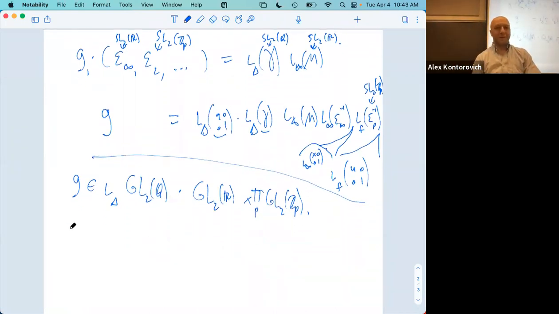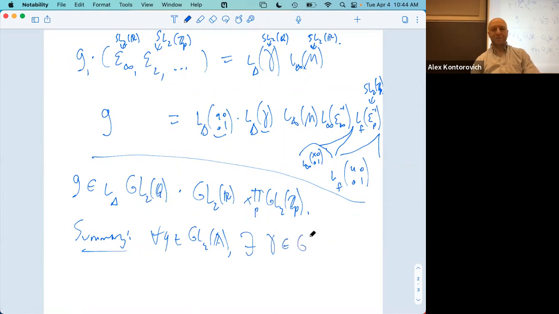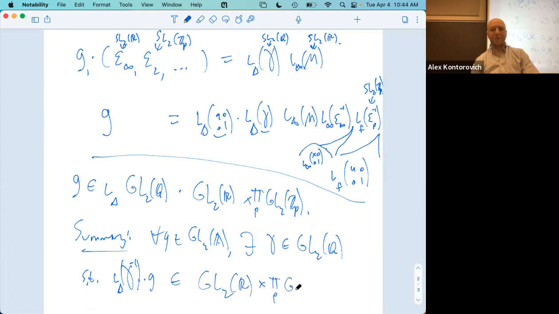Okay. Summary. For all G in GL2A, there exists, can I call this gamma, even though it used to be called gamma before? There exists a gamma in GL2Q such that gamma inverse times G, and here I mean the diagonal embedding of gamma inverse times G, is in GL2R cross a product over the primes GL2Z.